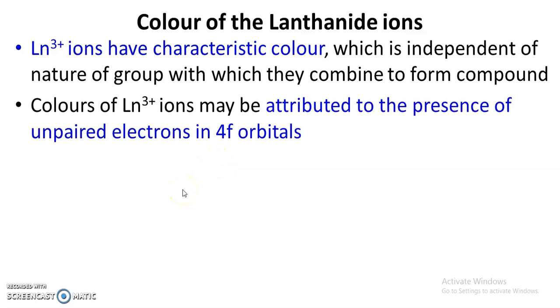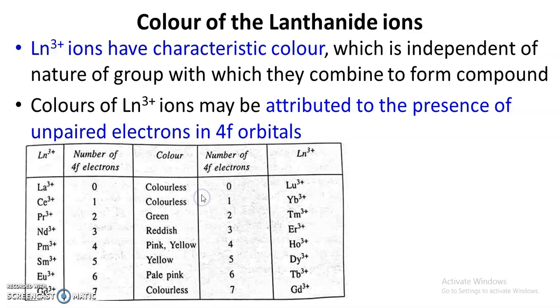The color of lanthanide ions may be due to the presence of unpaired electrons, but the presence of unpaired electrons is not the only condition to have a color of lanthanide ions.